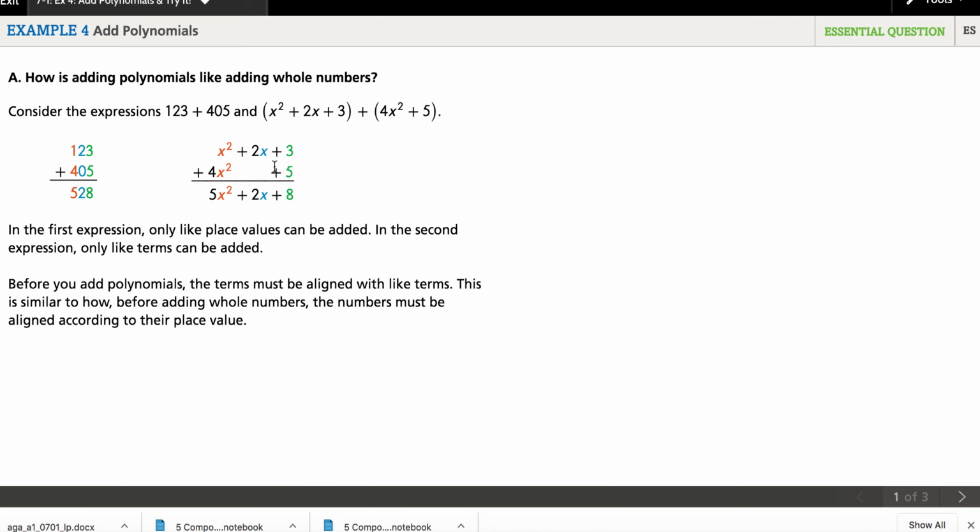Before you add polynomials, the terms must be aligned with like terms. As you see here, x squared is a like term with 4x squared, so these have to be combined, so we have to put them under each other when we add them vertically. 2x, do you see 2x? 2x doesn't have any like term, so we leave it like that. Plus 3 and positive 5 are like terms. We combine positive 3 and positive 5, so we just put positive 5 under positive 3.